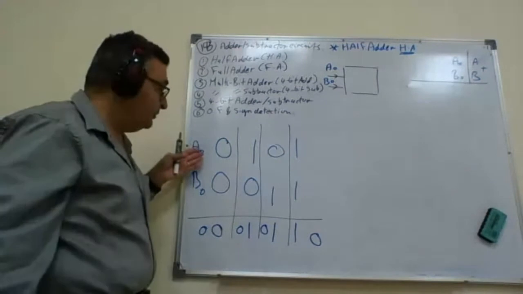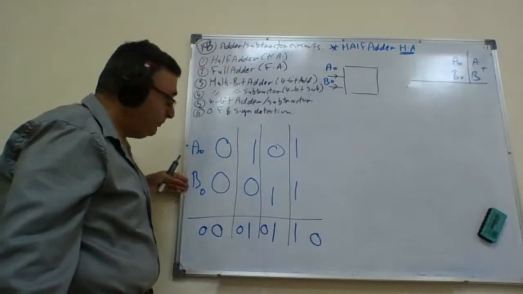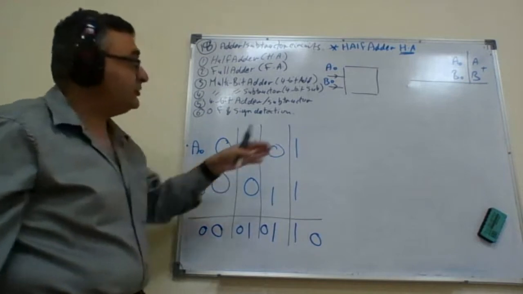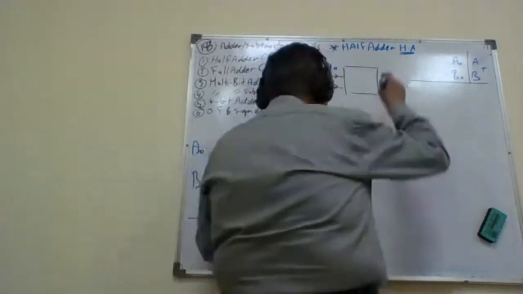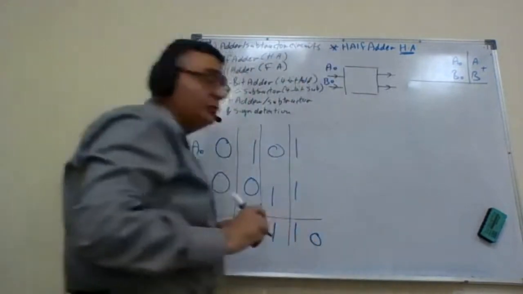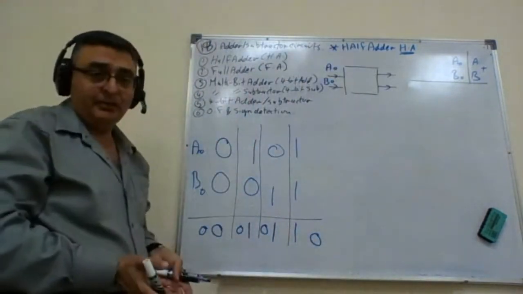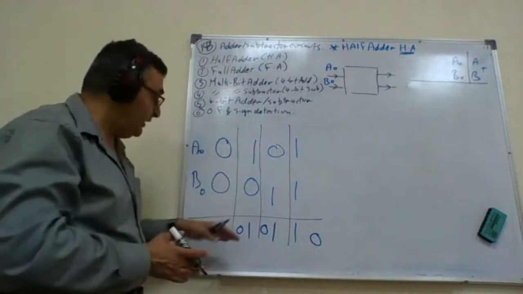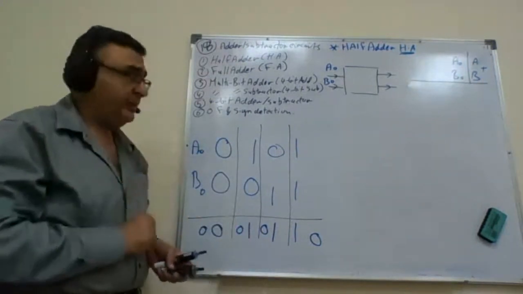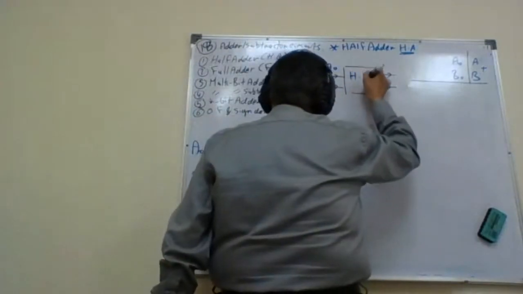So the circuit that adds 1 bit from A and 1 bit from B gives me 2 bits. The values of those 2 bits will depend on the values of A and B, but the circuit itself gives me 2 bits. So we agree that this circuit, we will call it what? We will call it the half adder circuit.